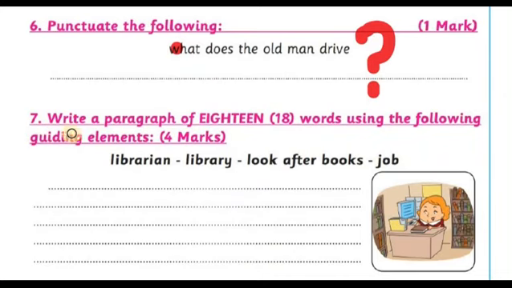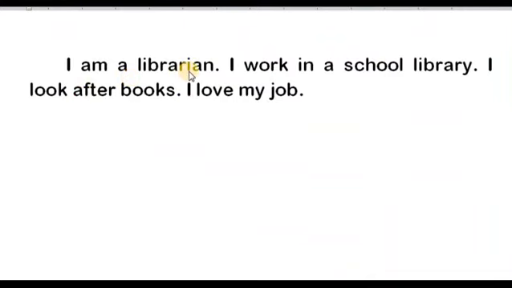Seven. Write a paragraph of 18 words using the following guiding elements. Four marks. Librarian. Library. Look after books. Job. I am a librarian. I work in a school library. I look after books. I love my job.